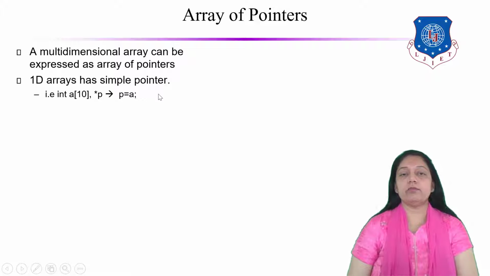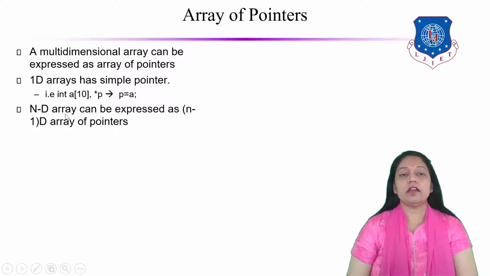For that we were using a simple pointer, that is a[10] was a single dimension array and I was using a simple pointer, that is *p. If I want the pointer to point to this single dimension array, I was writing p = a. It means that p will point to the first element of the array. So we were using simple pointers for single dimension arrays.